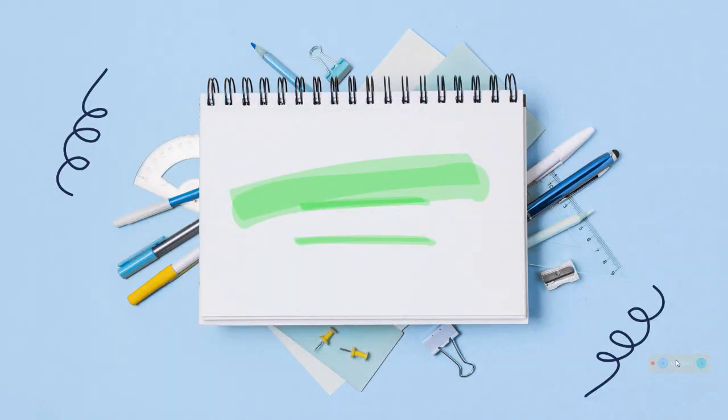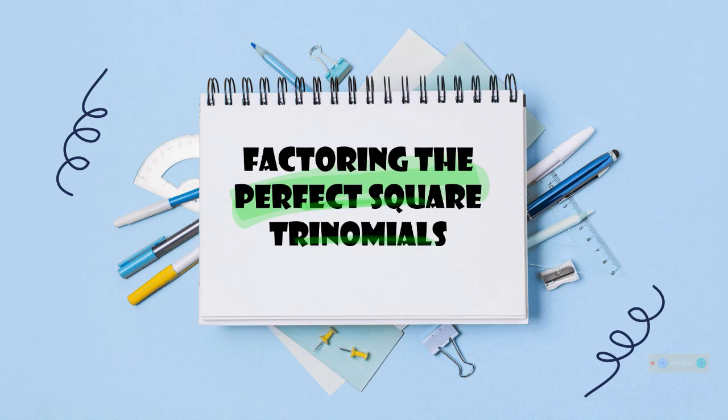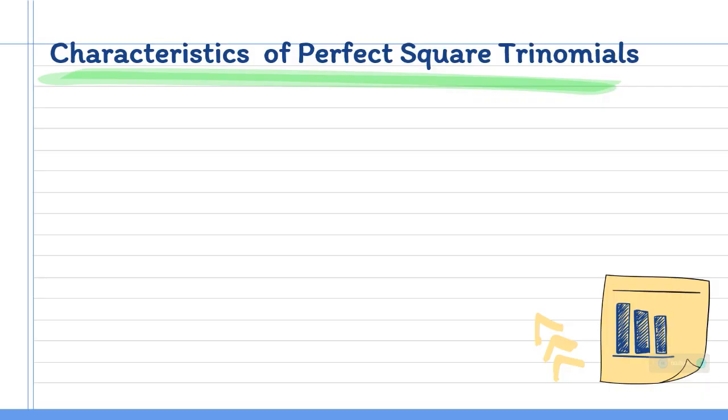I'm here again to give you a video tutorial about the fourth type of factoring, and this is factoring the perfect square trinomials. But before we proceed with factoring, let us first go over the characteristics of perfect square trinomials.